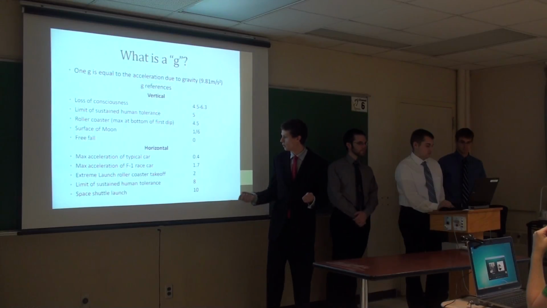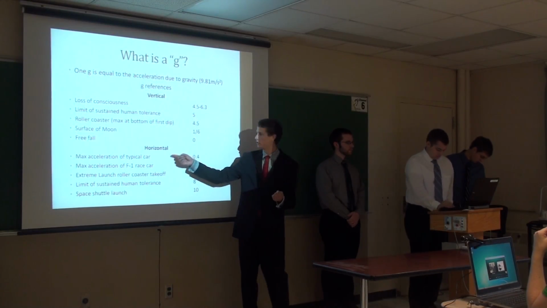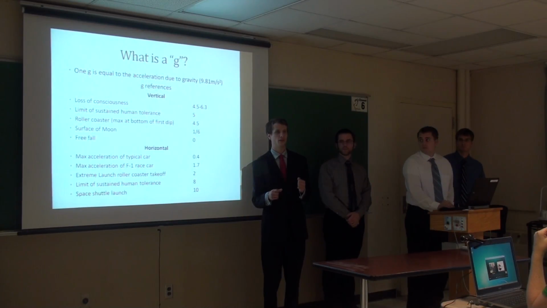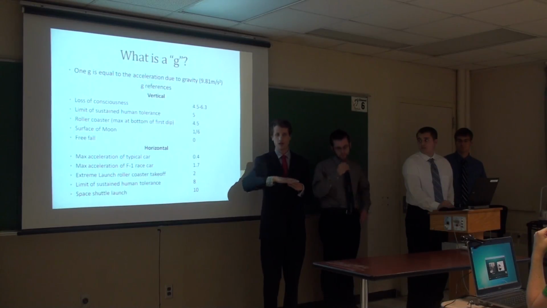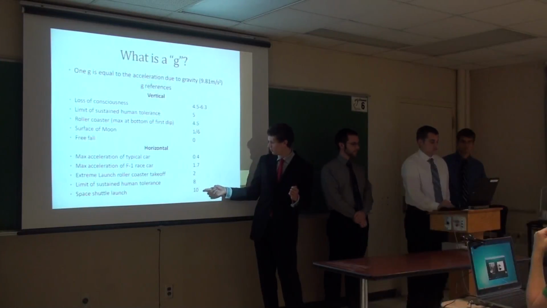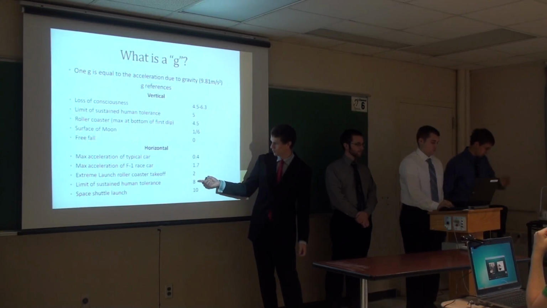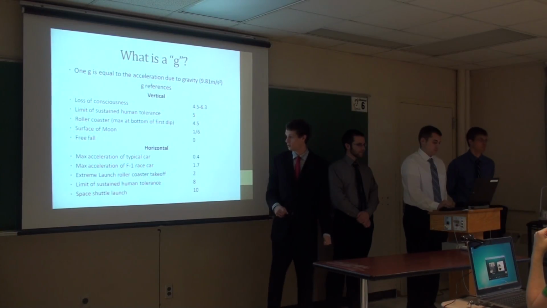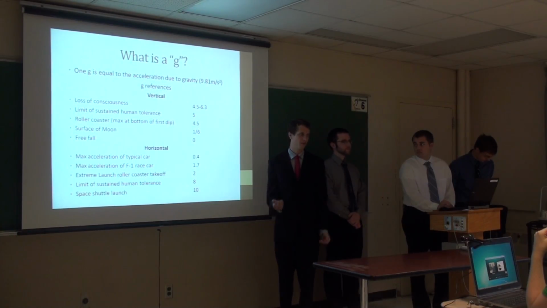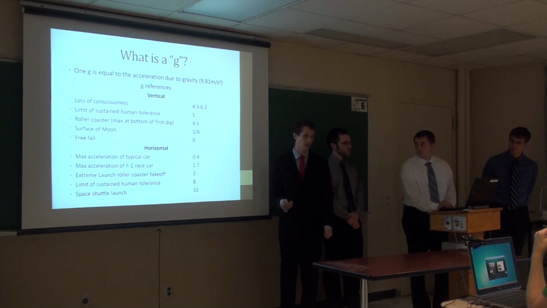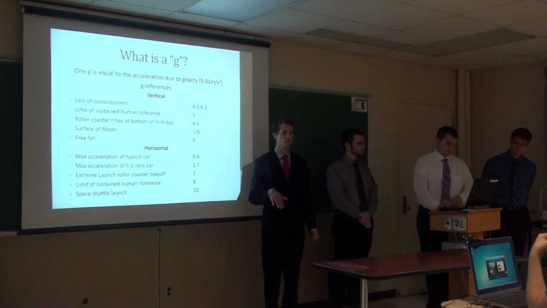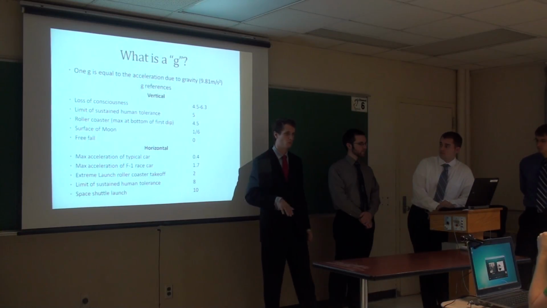You'll notice a space shuttle launch is actually under horizontal Gs, because while the astronauts are in the launch position, they're sitting horizontally with their chairs rotated back. You'll also notice that 10 Gs is quite a bit more than 8 Gs, the limit of sustained human tolerance, because the astronauts are trained further with centrifuges and different things like that. And lastly, there's also rotational acceleration that can be measured in roll, pitch, and yaw.